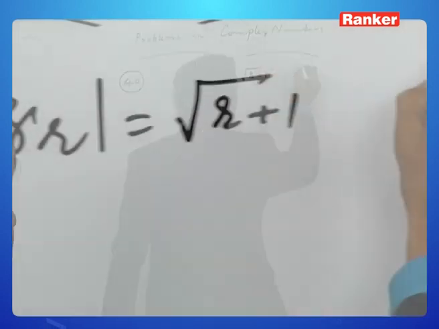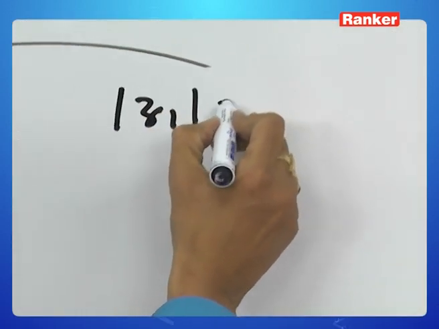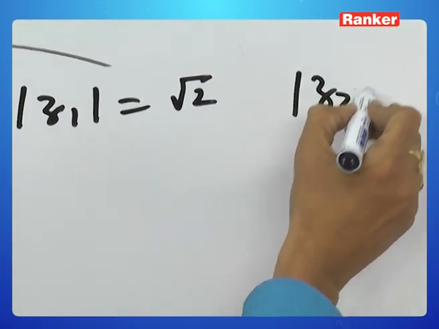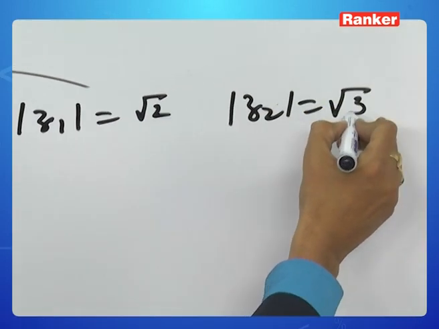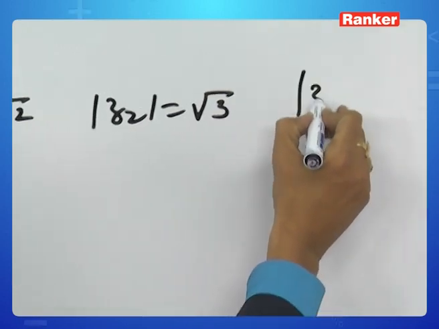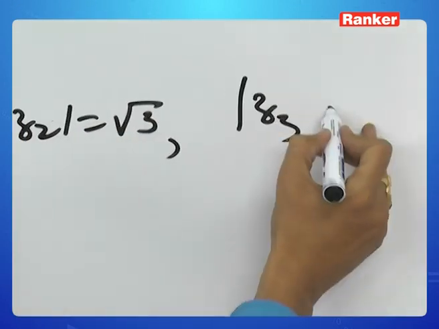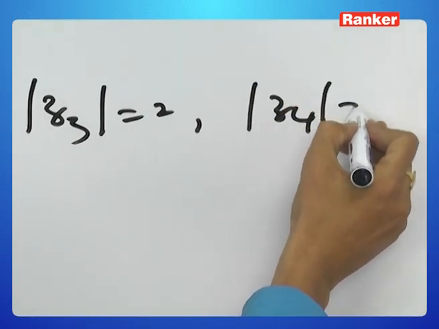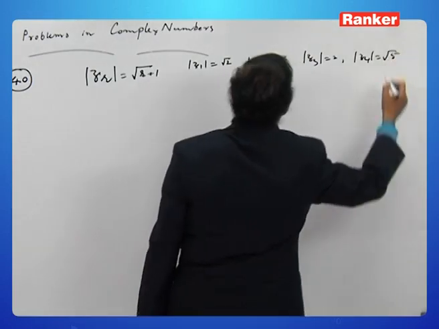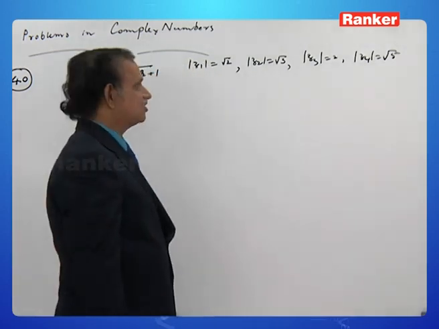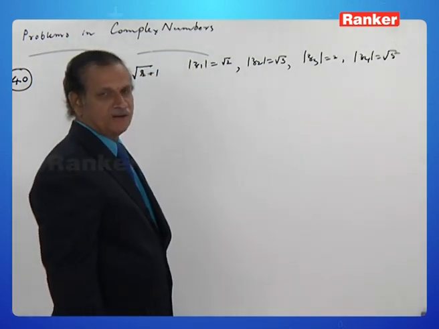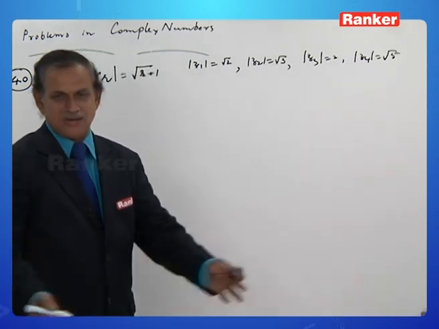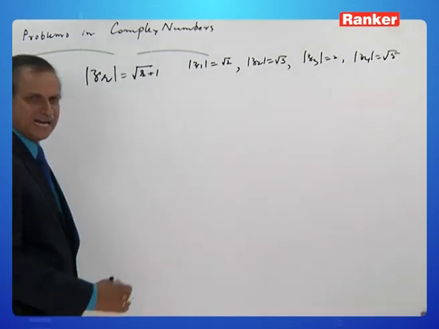That is, mod Z1 is equal to root 2, mod Z2 is equal to root 3, mod Z3 is equal to root 4, that is 2, mod Z4 is equal to root 5. Let us keep it aside. One more useful piece of information has been given. Of course, it looks so lengthy. Let us use it. What is that?